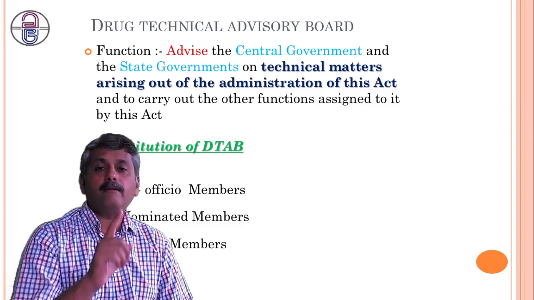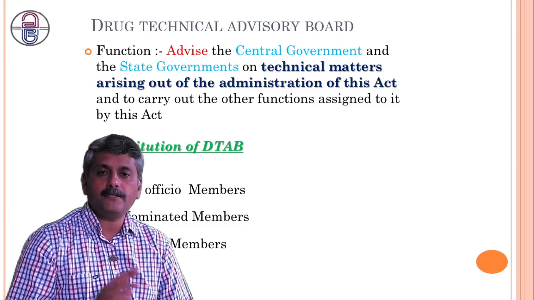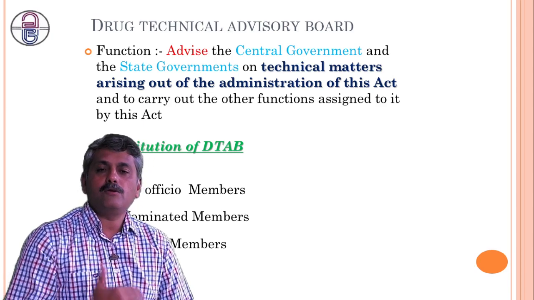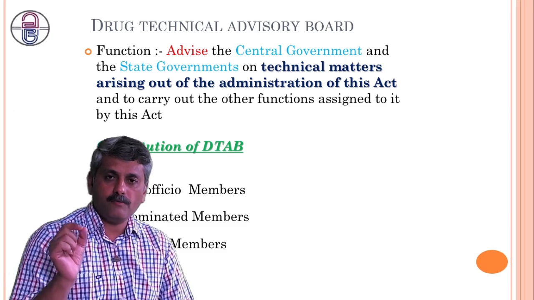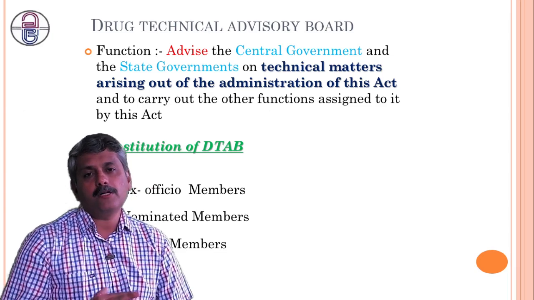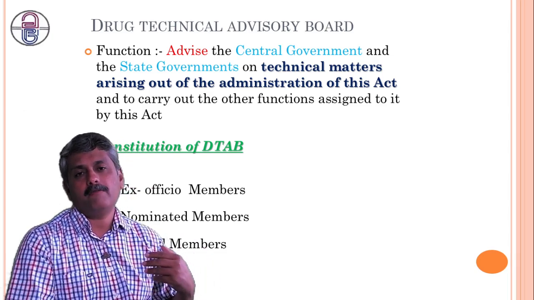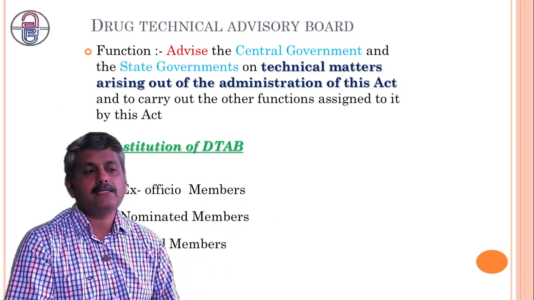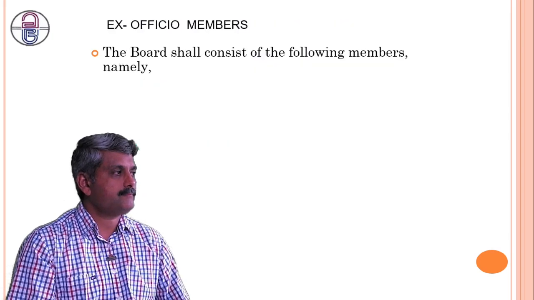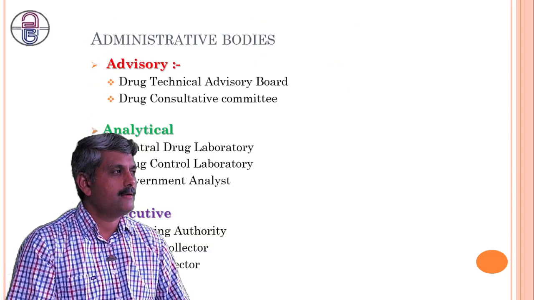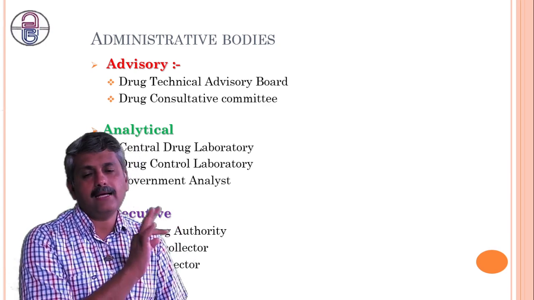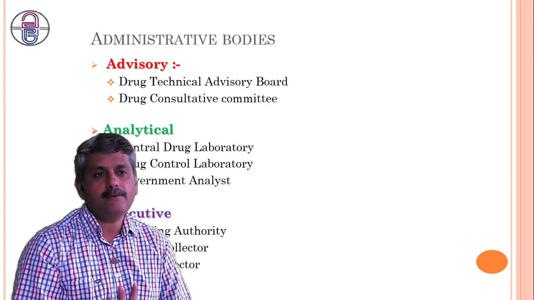And then we saw there are different schedules, Schedule First and Schedule Second. Schedule First is the list of books of Ayurvedic, Siddha and Unani, and Schedule Second is the standards mentioned in those books. Then we saw the different schedules A, B, C, C1, F, F1. Finally, we saw the administrative bodies, which are three: advisory, analytical and executive.